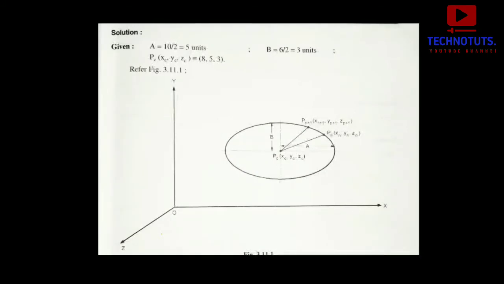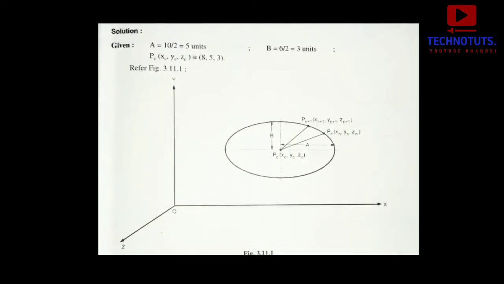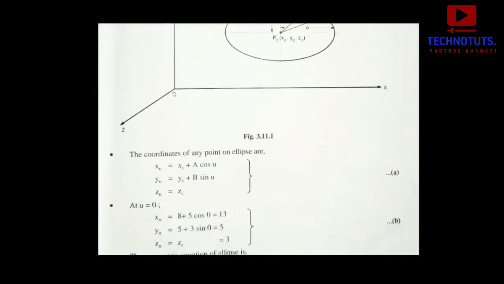See, this is the figure which has a center PC with coordinates xc, yc, zc, and point A and point B are shown. Point A is the semi-major axis and point B is the semi-minor axis, having 5 units as the semi-major axis and 3 units as the semi-minor axis.